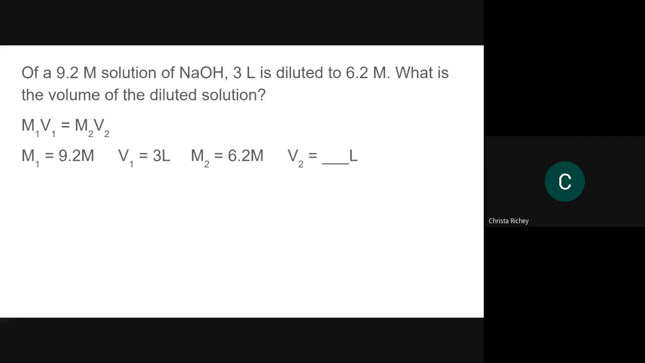With this particular problem, I'm starting with the 9.2 molar concentration of sodium hydroxide. Its volume was 3 liters. Okay, so those go with each other. And then it's diluted to, the second concentration is 6.2 molar. We want to know what the volume is of this new diluted solution. So we're solving for V2. You're going to have at least one, if not 2 of these.